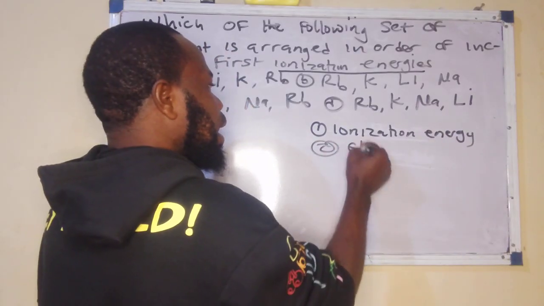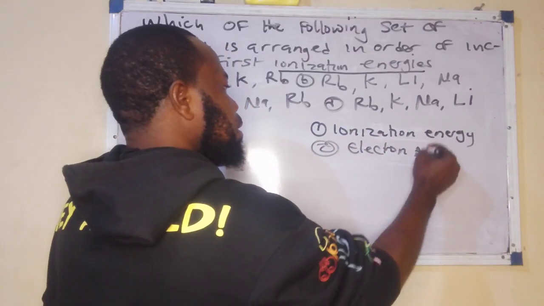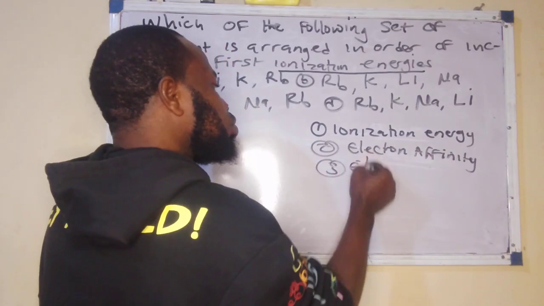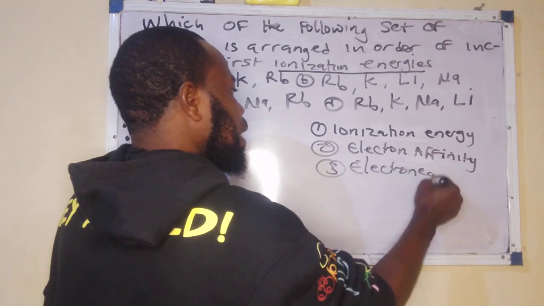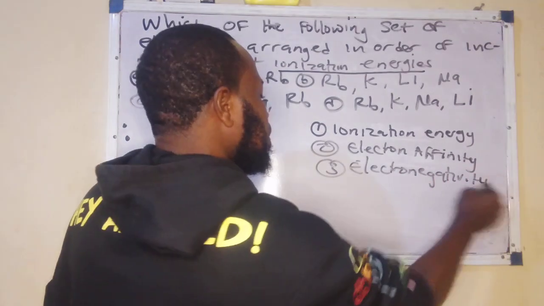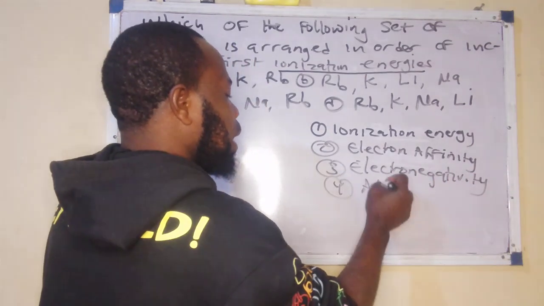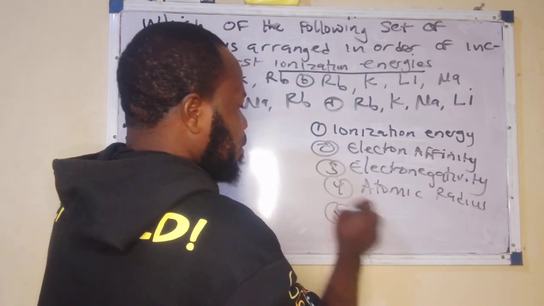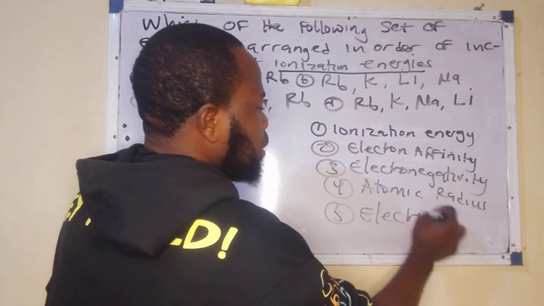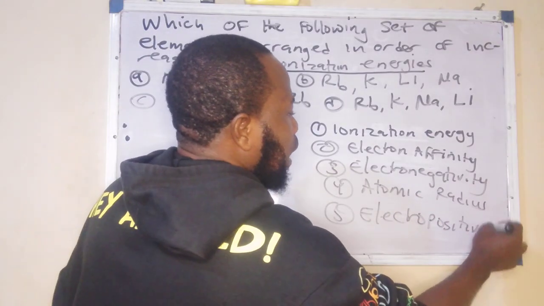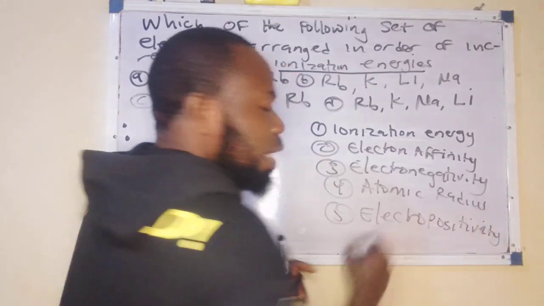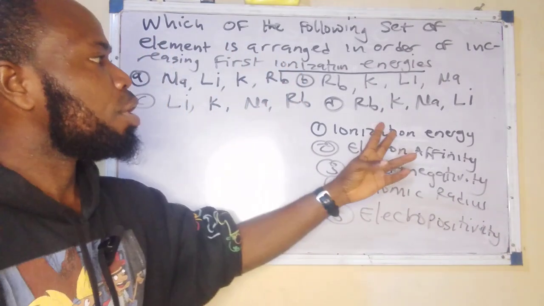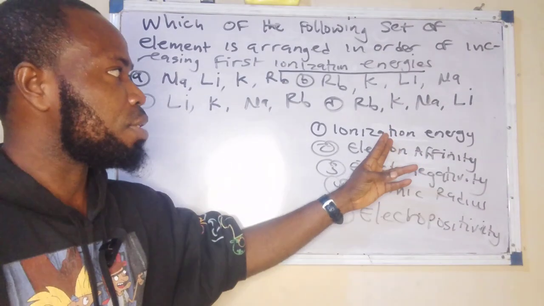Number two is electron affinity. Number three is electronegativity. Number four is atomic radii, or atomic radius if you like. Number five is electropositivity. These are the basic properties that tend to affect elements in the periodic table. You can see that ionization energy is one of them, and the question we are facing now is based on ionization energy.